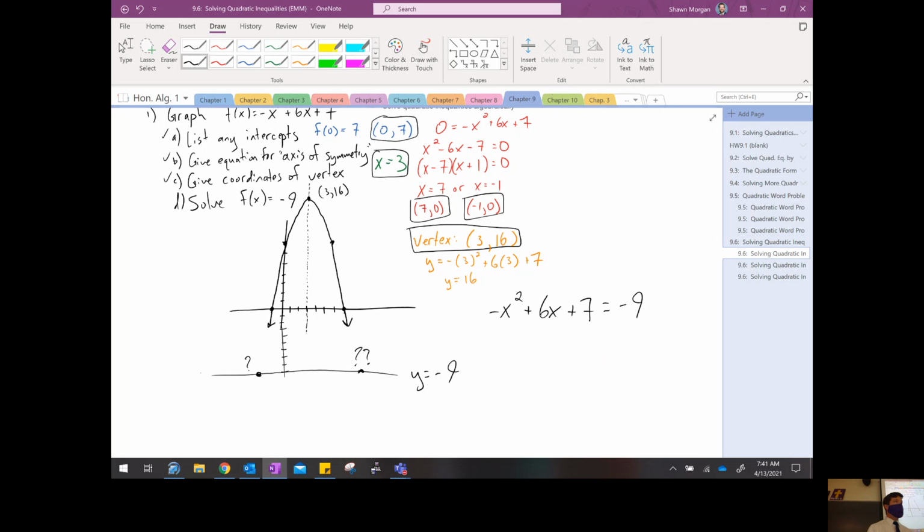So this is the zero product property, which means I need to set everything equal to 0. So let's see here. We got -x² plus 6x. I would add 9 to both sides and get plus 16 equals 0. I don't like negative leading coefficients, so I'm going to multiply everything by -1. So x² - 6x - 16 equals 0. And then Mossy, can you factor that for me? Can you pick 2 factors of -16 that add up to -6?